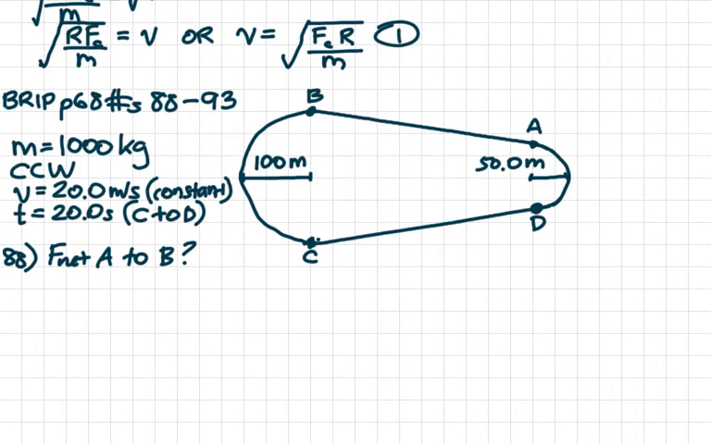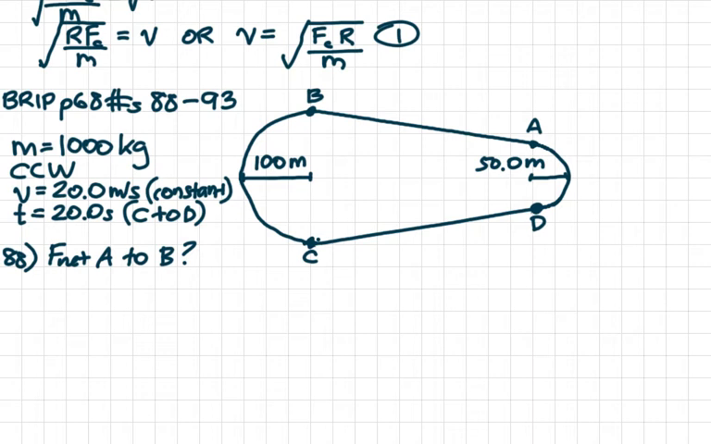All right, so here's page 68, numbers 88 to 93. We have a racetrack. Some portions are circular, some portions are straightaway. I have a 1,000 kilogram car. It's a car? It's a car. It's going counterclockwise around this track, and it's going 20 meters per second at a constant speed in the circles and on the straightaways, and it takes 20 seconds to go from C to D, which is not actually in a portion of a circle.